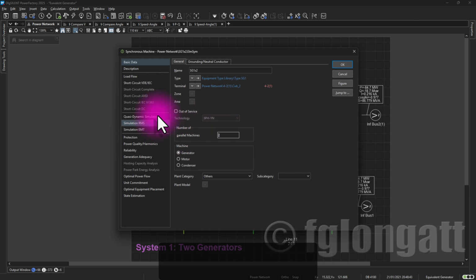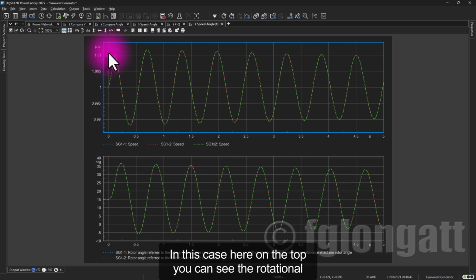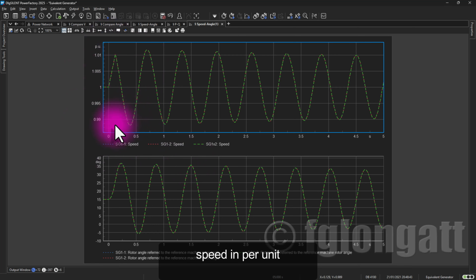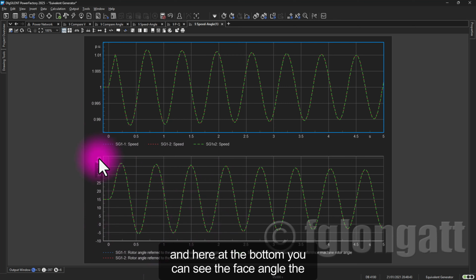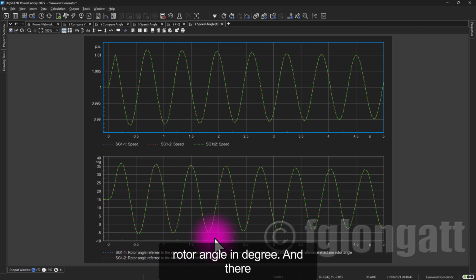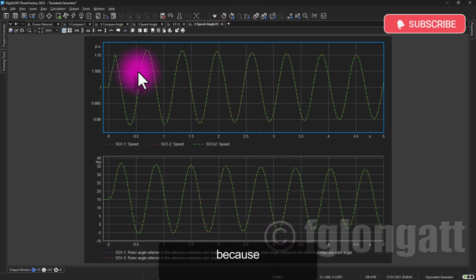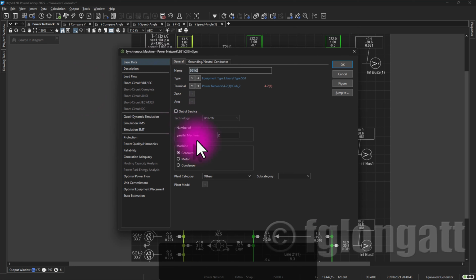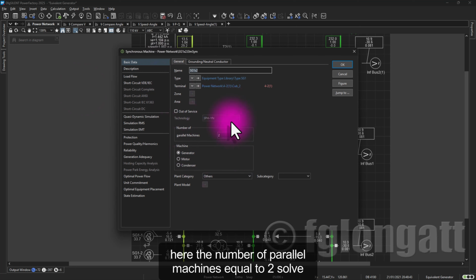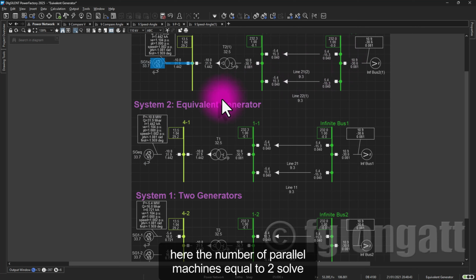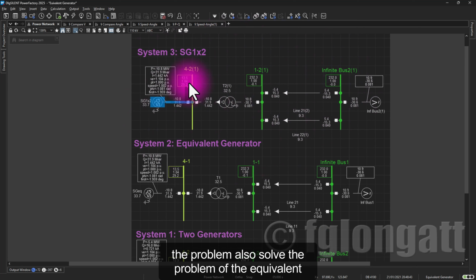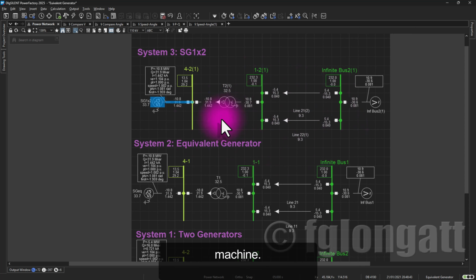And we want to see the response of two very important state variables. Here on the top, you can see the rotational speed in per unit. And here at the bottom, you can see the rotor angle in degrees. And there is no surprise. As you can see, there is a perfect match, because in reality, including here the number of parallel machines equal to 2 also solves the problem of the equivalent machine.